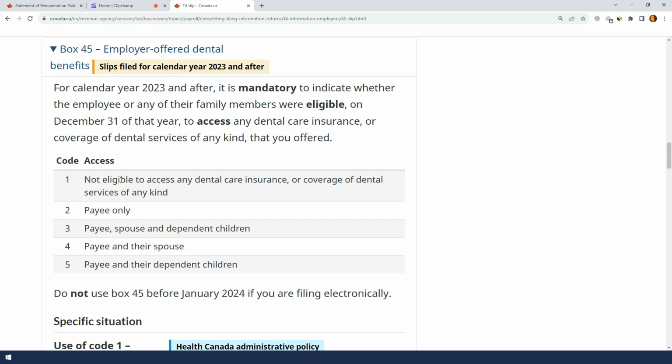Number one is not eligible to access any dental care insurance or coverage of dental services of any kind. Second choice is payee only. Third choice is payee, spouse, and dependent children had dental coverage. Number four is payee and their spouse had dental coverage. And number five is payee and their dependent children had dental coverage.